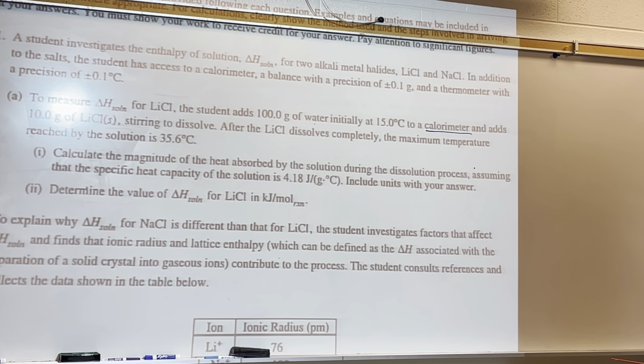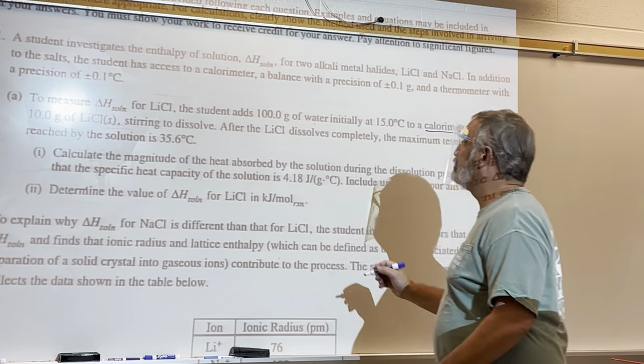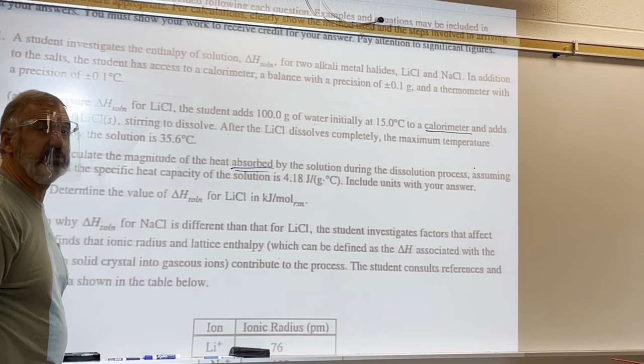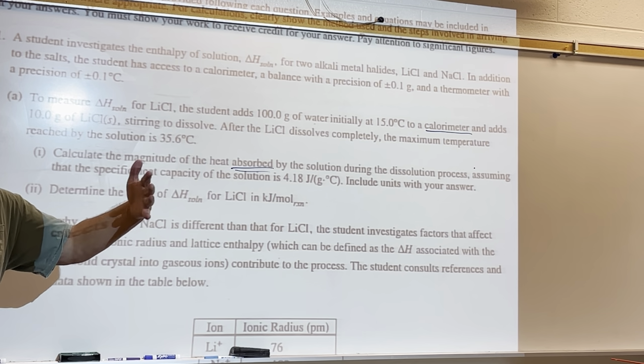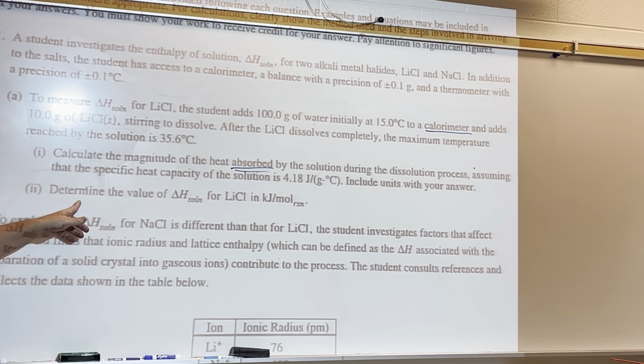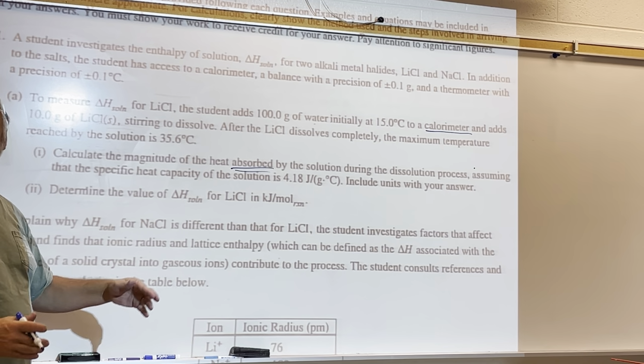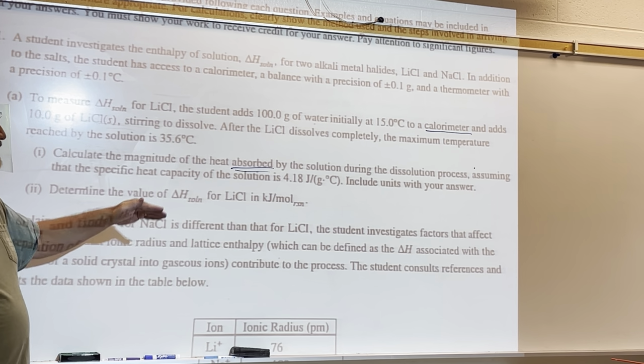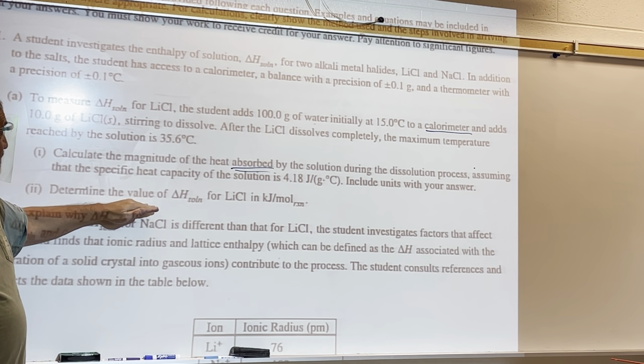So calculate the magnitude of the heat absorbed. Notice that word, by the solution. That's going to be the positive value. Then we're going to go delta H, which is going to be, just put the negative sign on it. Okay? So heat absorbed is positive. Determine delta H is going to be the negative.